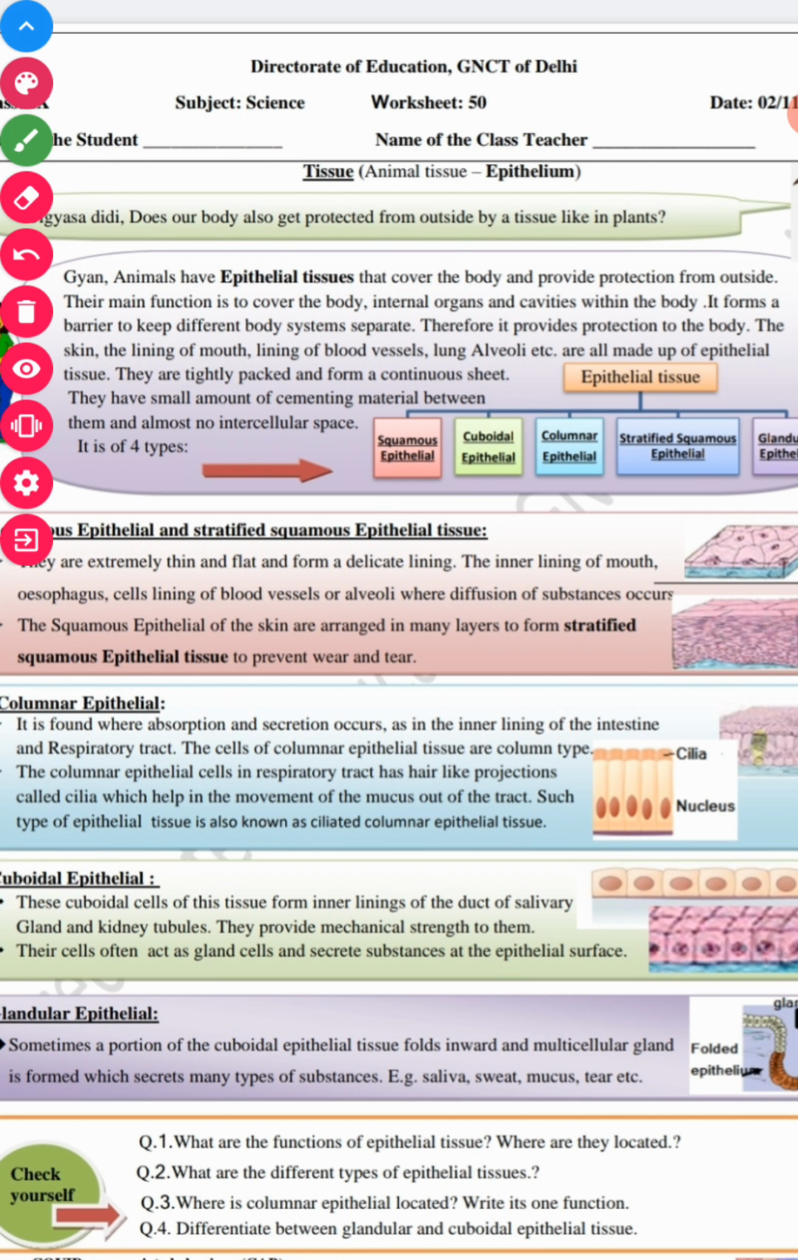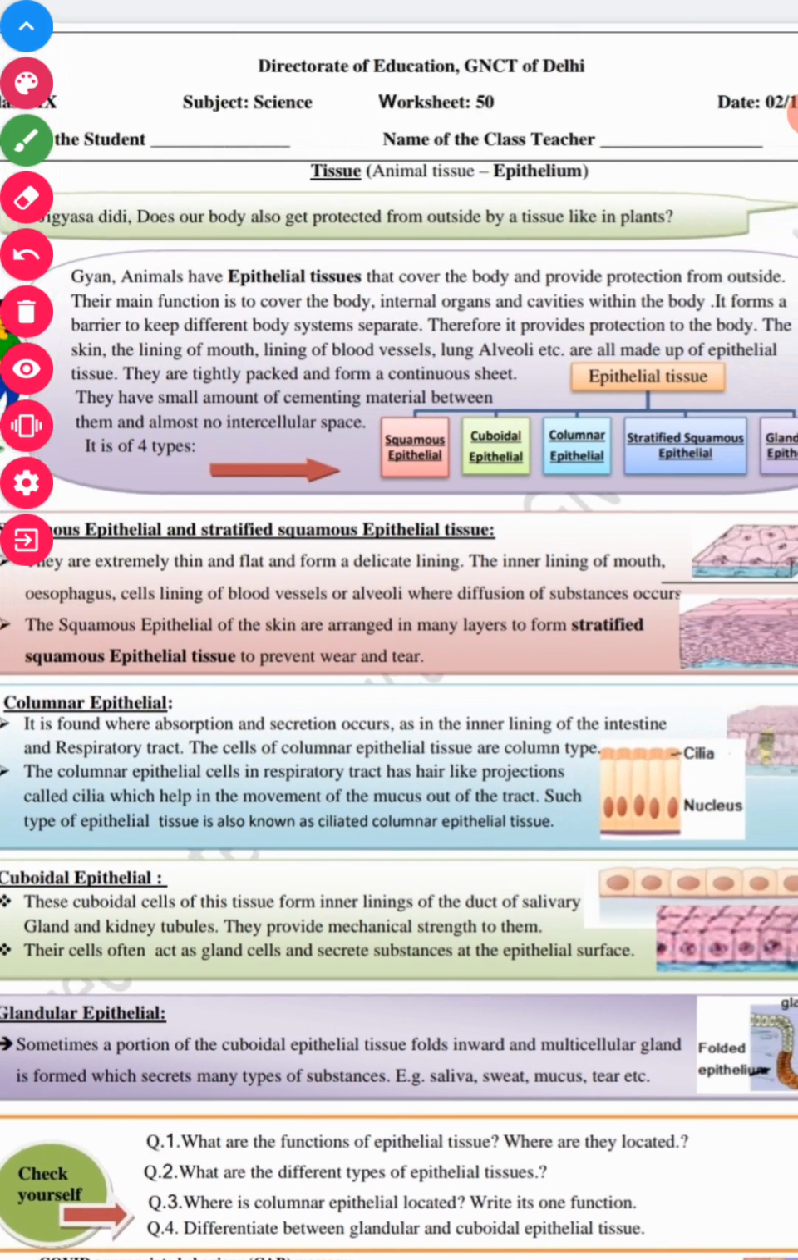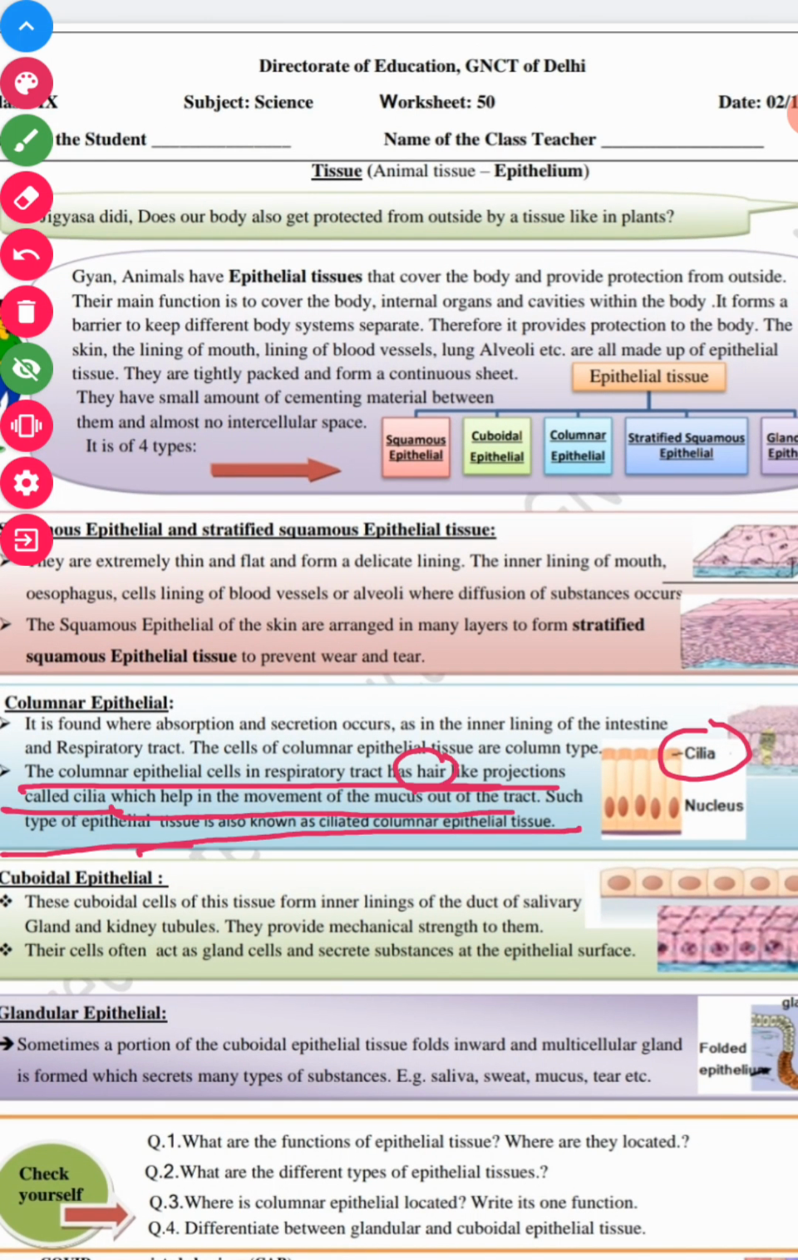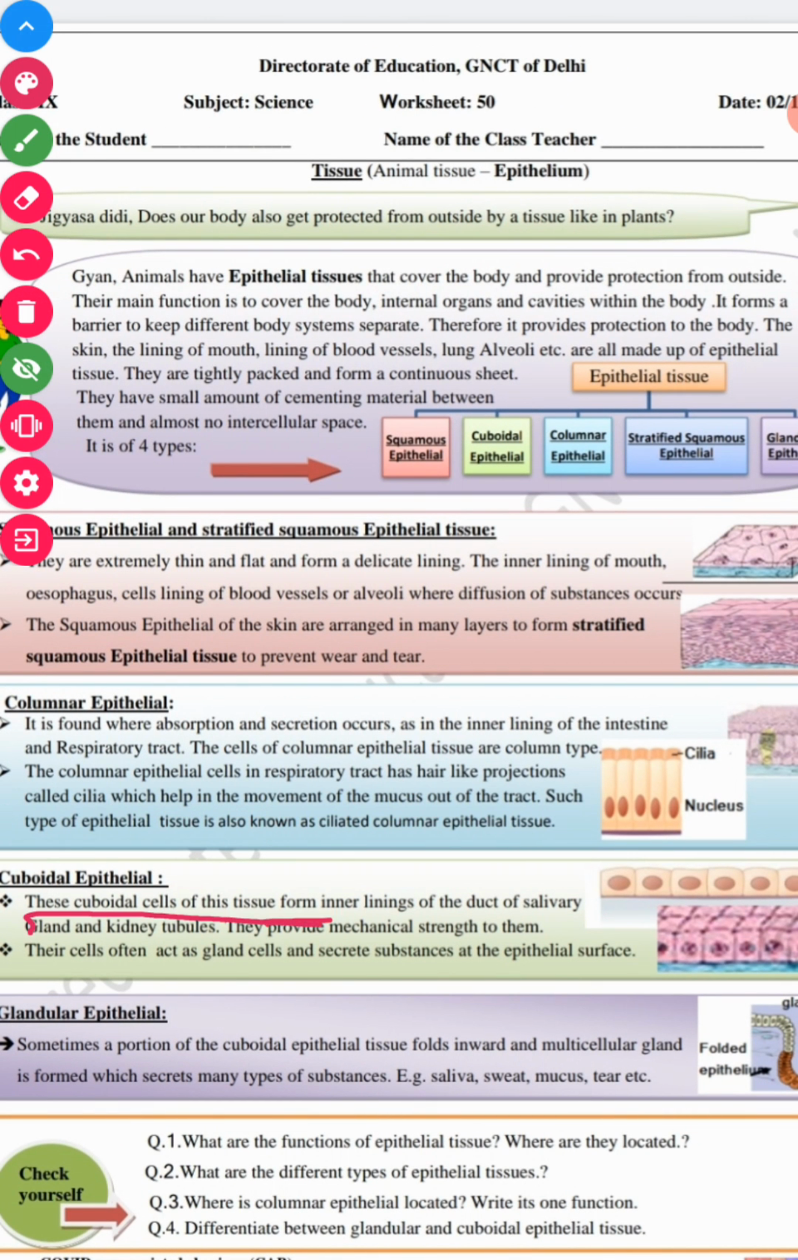Next we have cuboidal. These are the cells. These cuboidal cells of this tissue form the inner lining of the ducts of salivary glands and kidney. These cuboidal tissues are present in salivary glands as well as kidney, and they provide mechanical strength to them. The cells often act as gland cells and secrete substances at the epithelial surface.